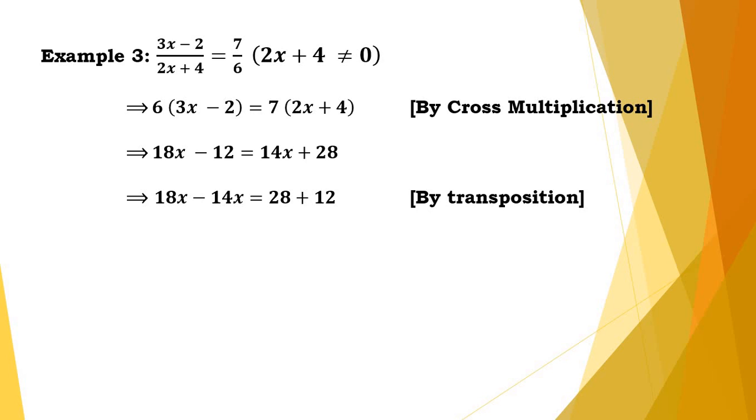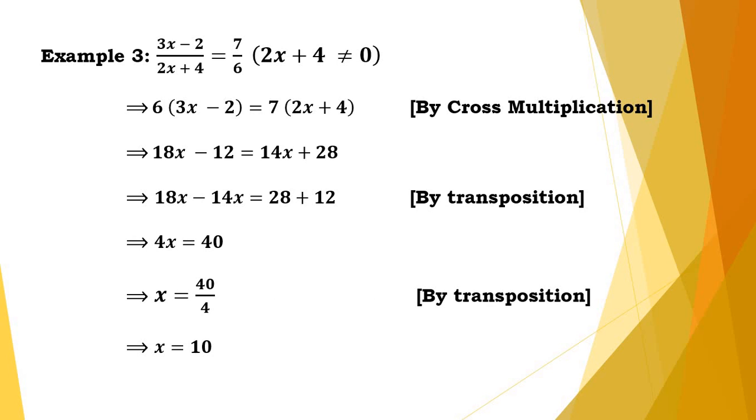So 18x minus 14x is equal to 28 plus 12. Alright, so now we will again solve it. You know how to solve it now. 4x is equal to 40. Now again 4 will go to RHS with a change in its sign. It is having multiplication sign right now, so it will become division. Okay, so x is equal to 10.